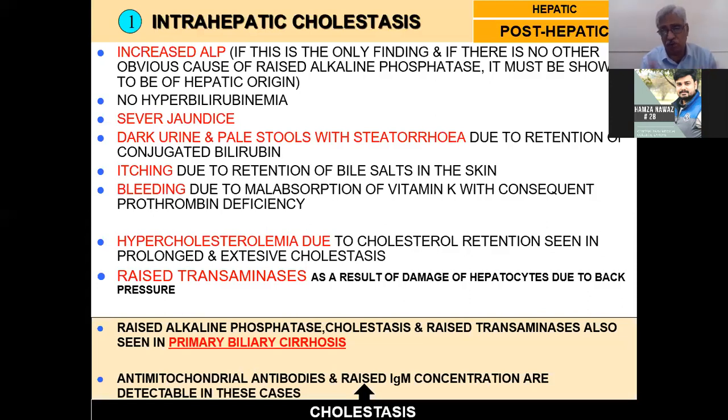But if a stone is there, you usually have colicky pain. The patient comes to you with colicky pain. Liver function tests, transaminases and bilirubin also fluctuate. Sometimes they are raised, sometimes normal. If colic is there, bilirubin and LFTs are raised. If there is no colic, the patient is normal. So a stone is suspected. Remember, if you want to differentiate between cholestasis due to a stone or obstruction from within and obstruction from outside, these are the few things, clinically as well as laboratory, which can help you.